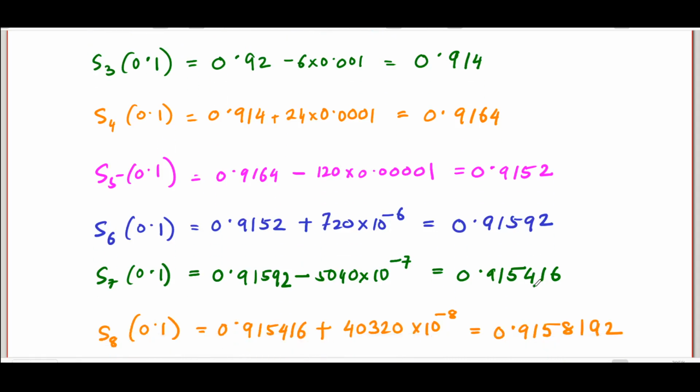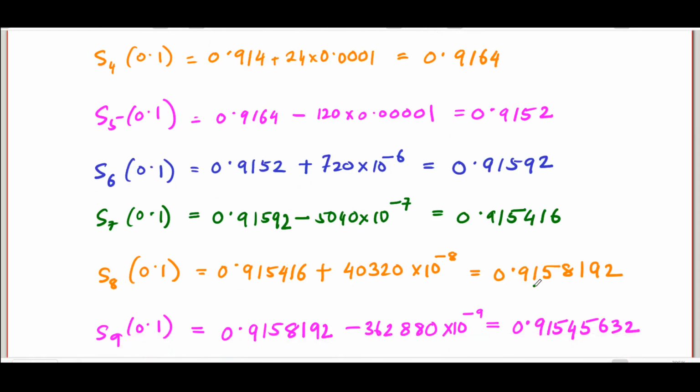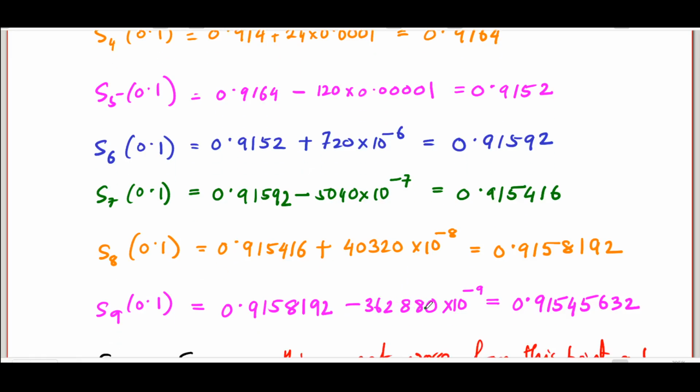S8, well, even closer and an overestimate. S9, an underestimate. But notice, S9 is lower than S8. S10 is back at S8 because what you add up here is 10 factorial into 10 to the minus 10, which is exactly the same as 9 factorial into 10 to the minus 9, which is subtracted from S8 here. So S10 will be the same as S8.